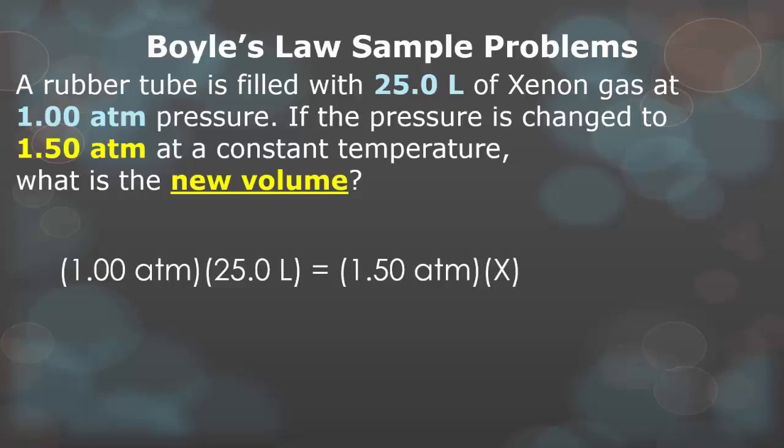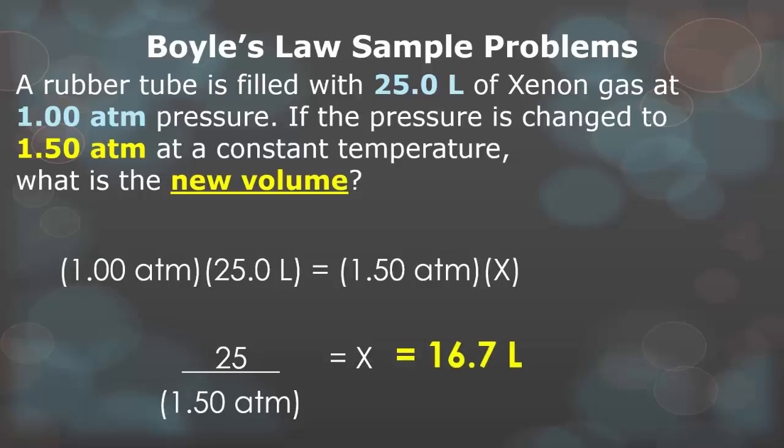We're going to set up the formula by adding the values that are considered the initial. So we put those in blue for you on the screen. Then you're going to set them equal to the new values, the second values, which are in yellow on the screen. So you end up with a formula of 1 times 25 is equal to 1.5 times x. Manipulate the formula, get x by itself, and you end up with 25 divided by 1.5. When you calculate this, you get 16.7 liters.